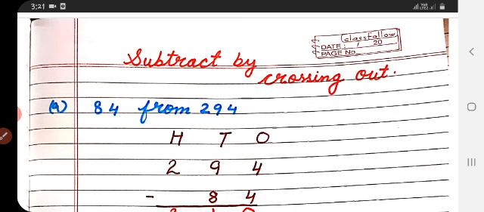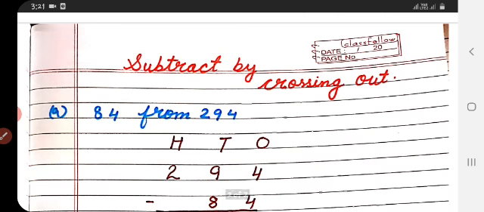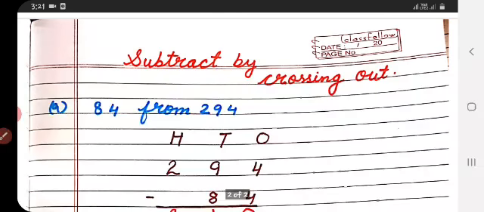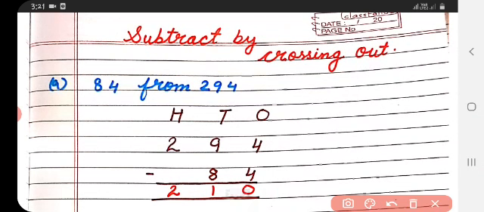Beta, since we have 84, here we will write 0, because 84 has only ones and tens. So let's see. 4 minus 4 is 0, 9 minus 8 is 1, and 2 minus 0 is 2. So let's see what our answer is. This. 4 minus 4 is 0, 9 minus 8 is 1, and 2 as it is we have written. I hope all are able to do it.